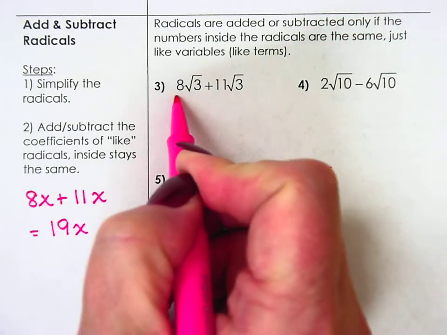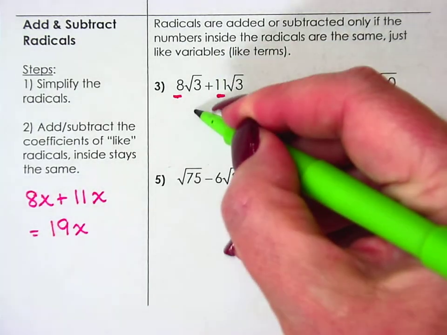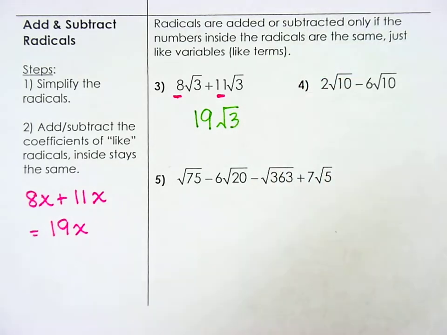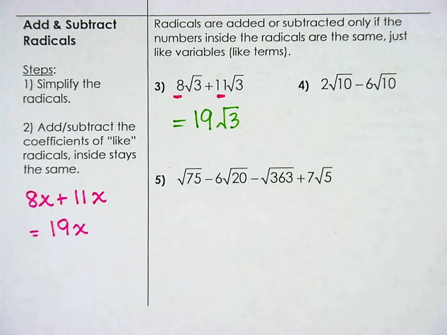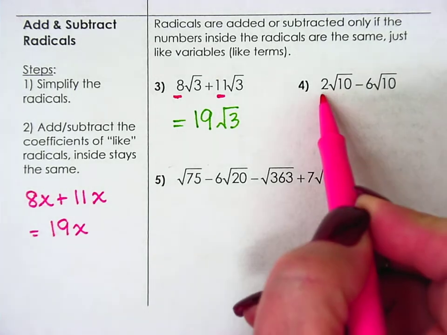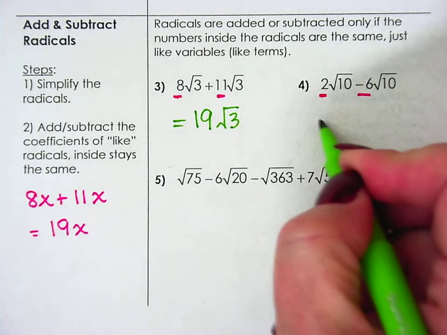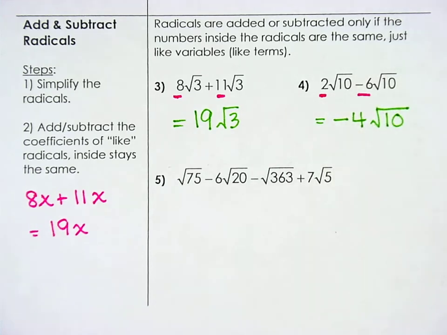The same thing is happening here. This radical 3 on both of these is kind of like the x piece. So all we have to do then is add the coefficients. 8 plus 11 is 19. And then the radical 3 doesn't change. It just stays exactly as a radical 3. And that's the answer. Same thing with the next one. I have a 2 radical 10 minus 6 radical 10. So since those radical 10s are the same, I really just care about the 2 and the minus 6. 2 minus 6 is -4. And then the radical 10 stays inside and does not change.